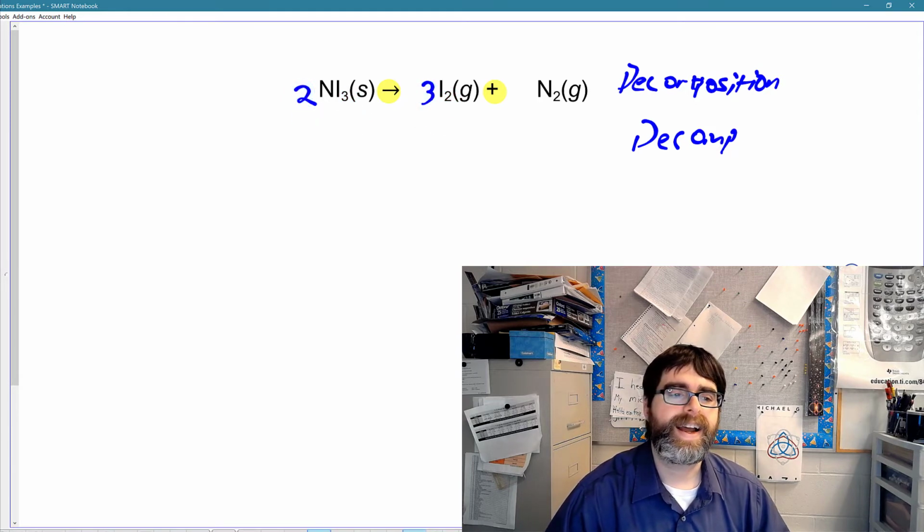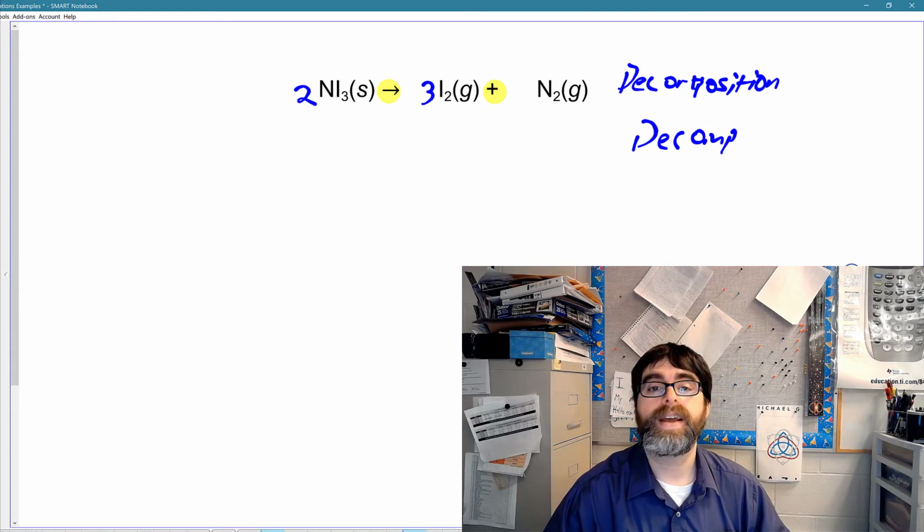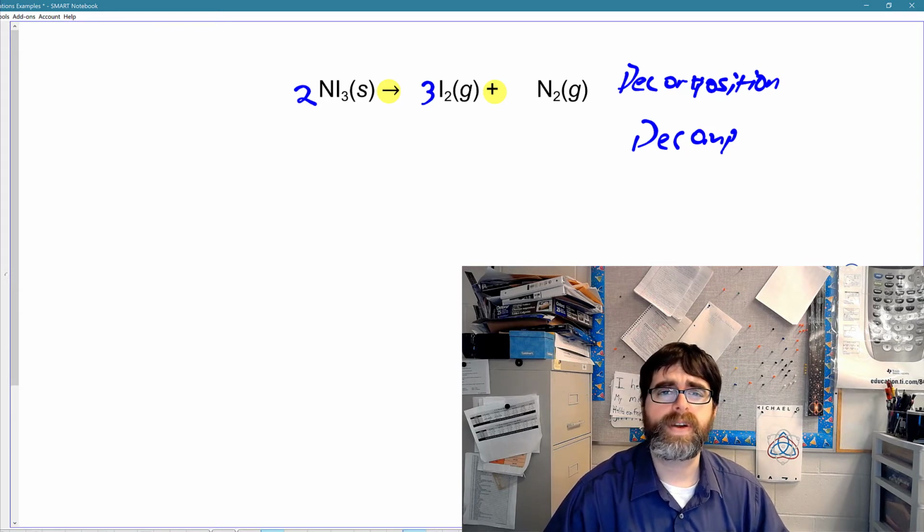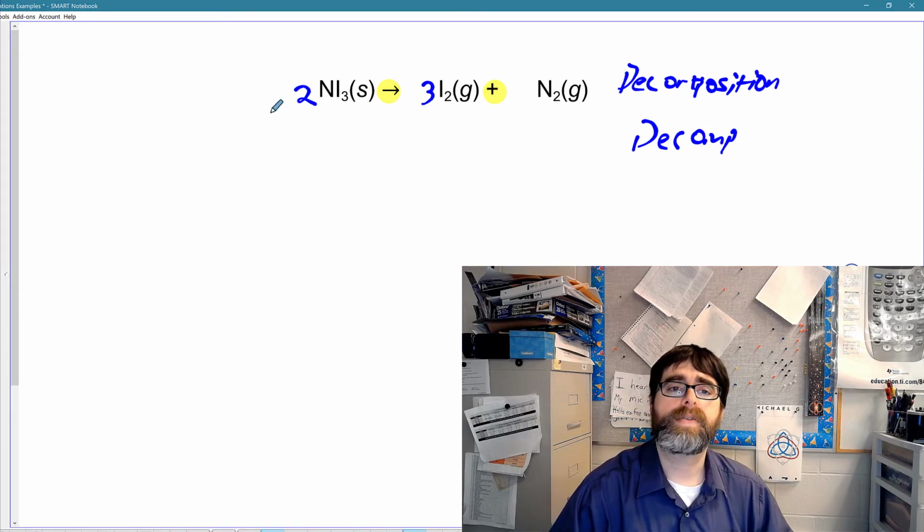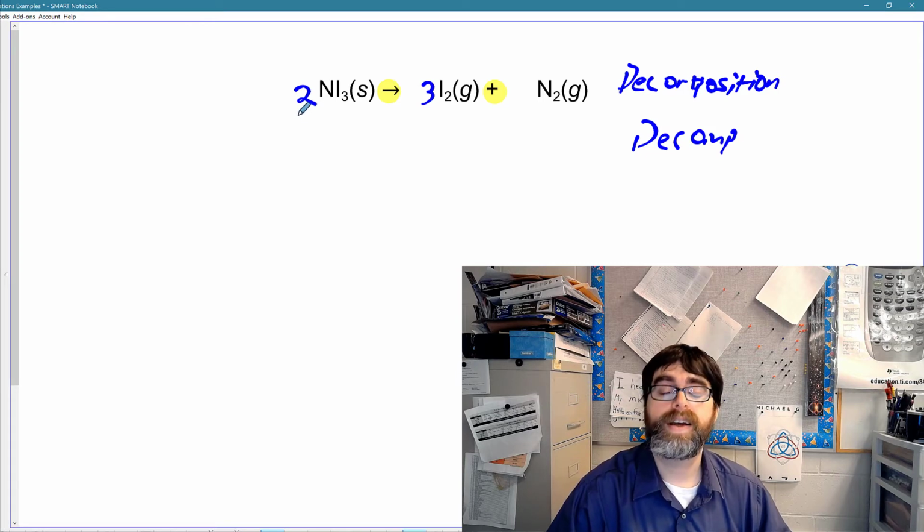That is one of the properties that you learned in algebra at some point, that A times B is equal to B times A. And so it works as a shortcut, and you'll see that quite frequently. Last thing as well, we should always check when we're done, especially because sometimes when you balance one, it throws off the other. So 2 nitrogens and 2 nitrogens, 6 iodines and 6 iodines. We're good to go.